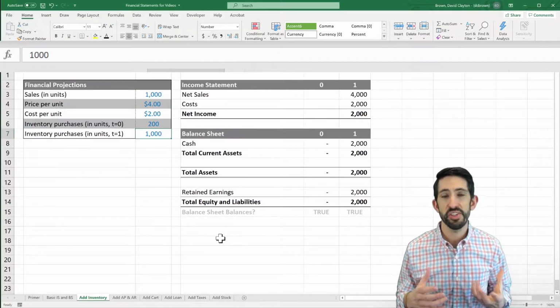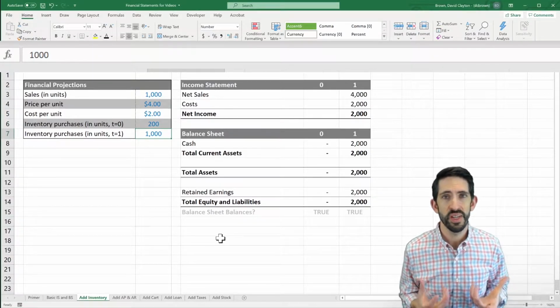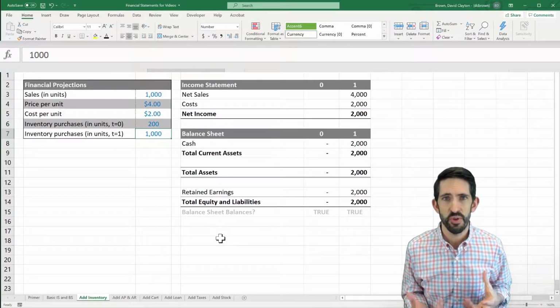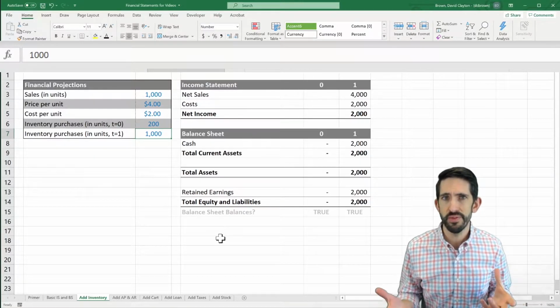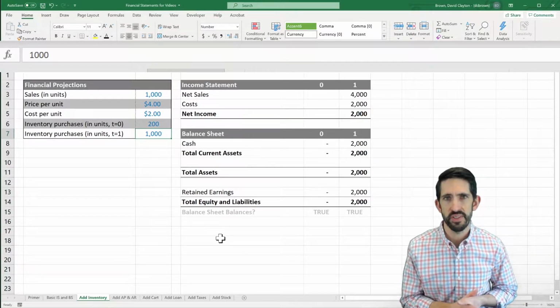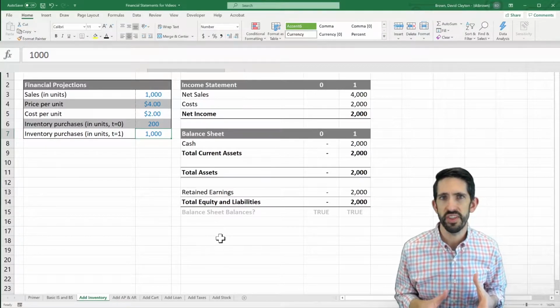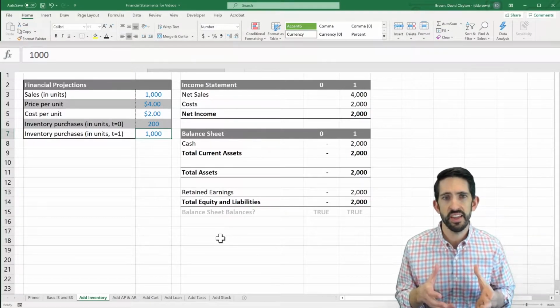But we also acknowledge that you're going to need to purchase more inventory over the course of that year. So over that first year, or first period, you're going to buy 1,000 more units. And so let's see how we incorporate this into both the balance sheet and the income statement.